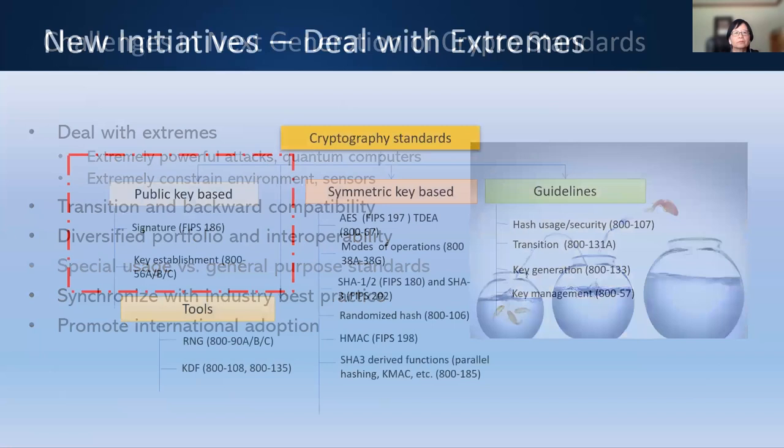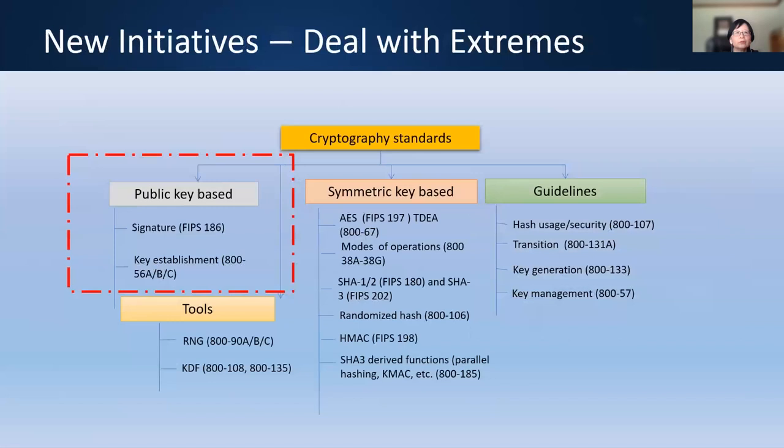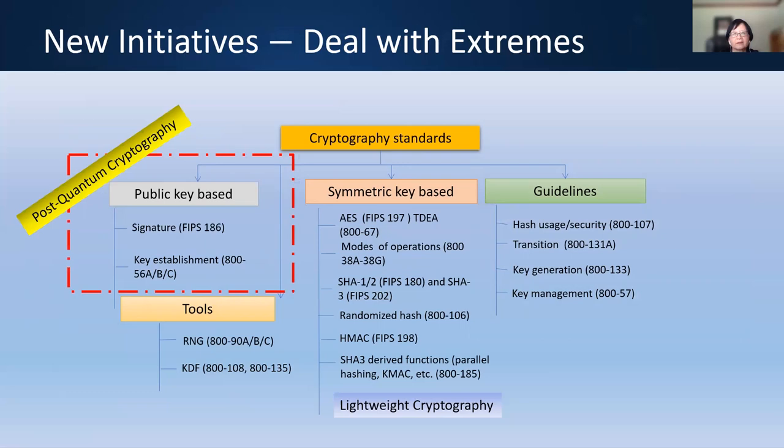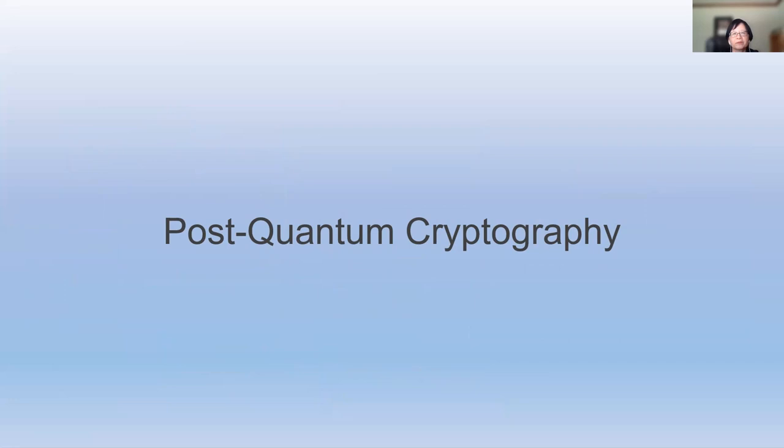Then I will discuss some new initiatives to deal with these two kinds of extremes. The first one is post-quantum cryptography to deal with quantum attacks. And another is lightweight cryptography to deal with constrained environments. Post-quantum cryptography is in the public key-based cryptography, and the lightweight cryptography, right now, we are focusing on symmetric key-based. So I will talk about post-quantum cryptography first.